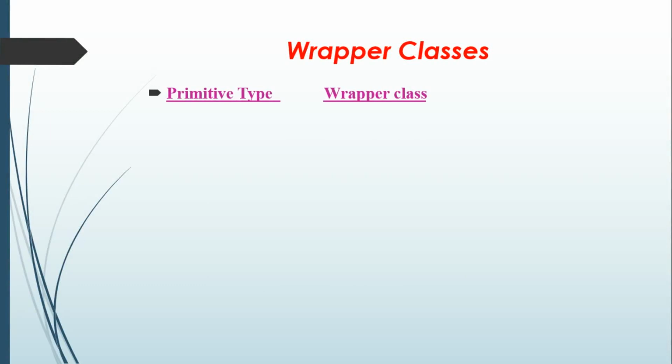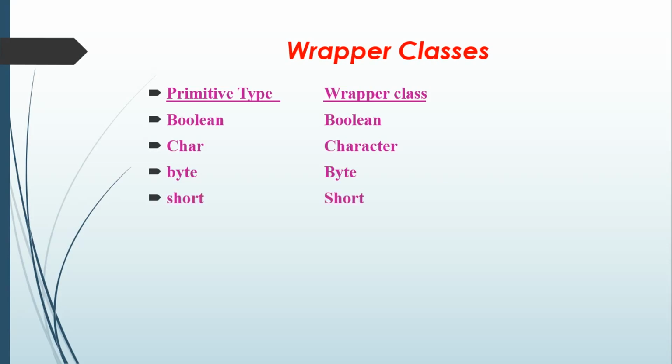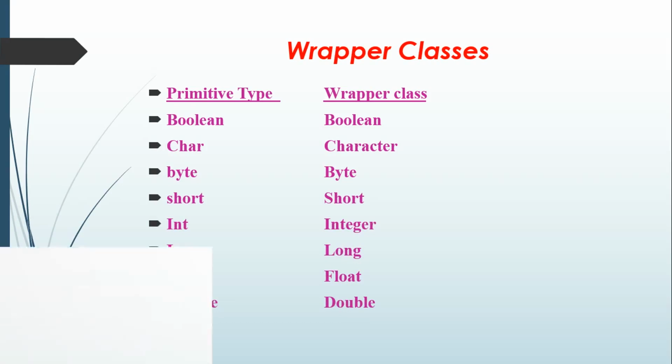Here are some primitive types and their wrapper classes. boolean, Boolean; char, Character; byte, Byte; short, Short. We all know that Java is case sensitive, so the small short and the capital Short are totally different. One is of primitive type and the other is its wrapper class. Then int, Integer; long, Long; float, Float; double, Double.